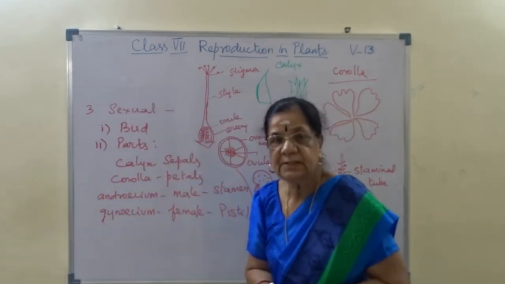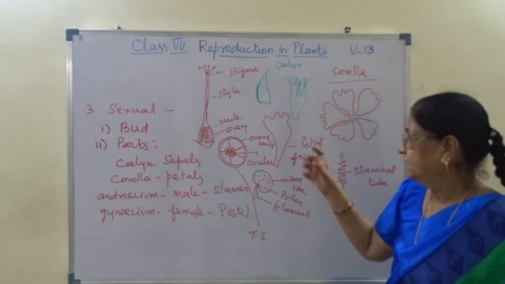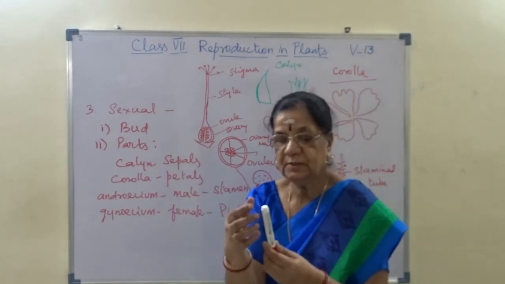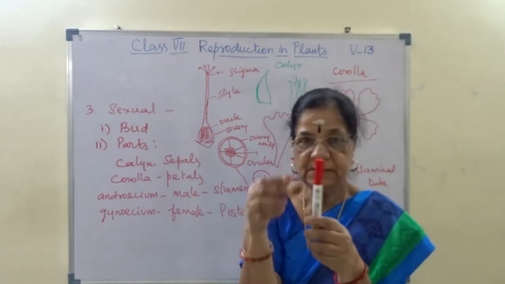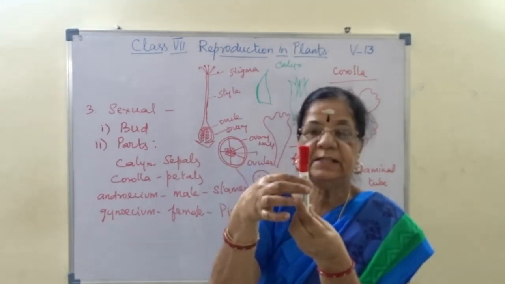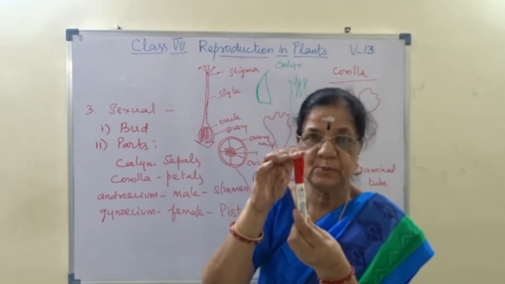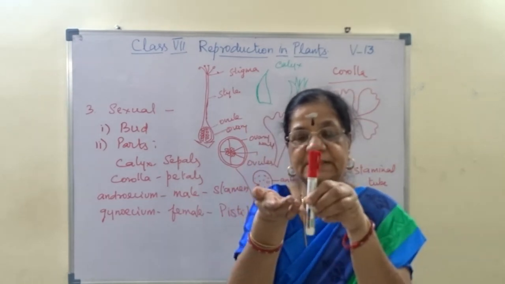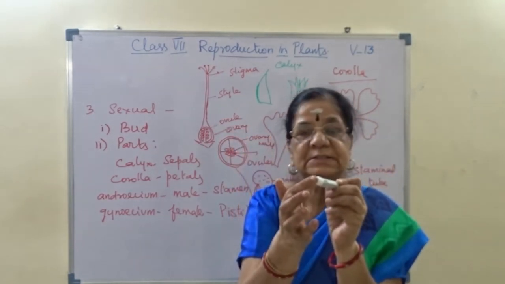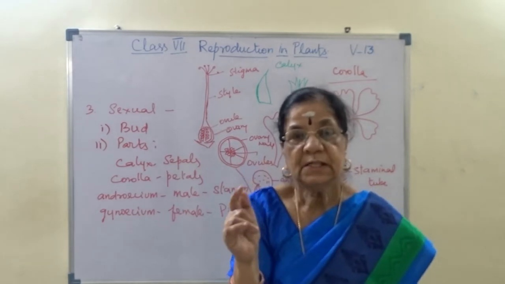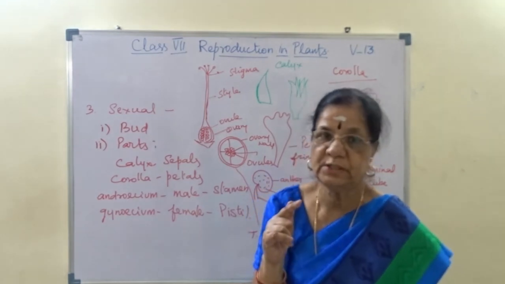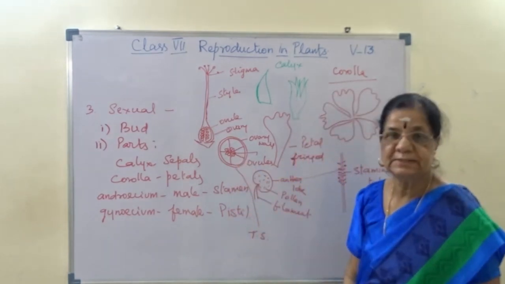I repeat, in the TS of the ovary in hibiscus, suppose this is the gynoecium, what I am holding is the ovary, and the red one is the style ending in stigma. Now the ovary here, when we cut it like this, a transverse round cut, that is the cross section of the ovary or transverse section of the ovary. It is like this.